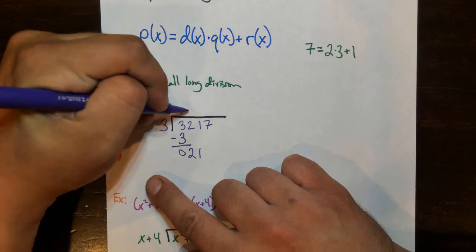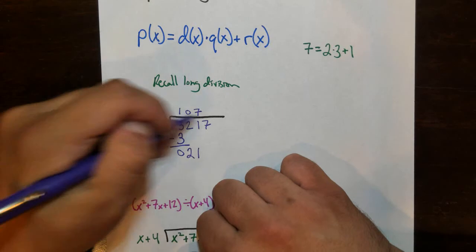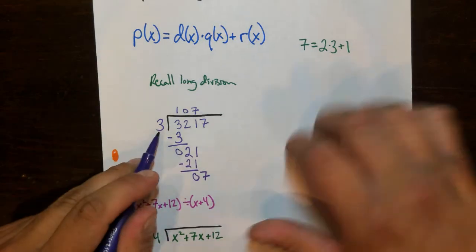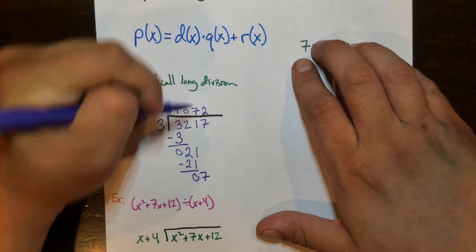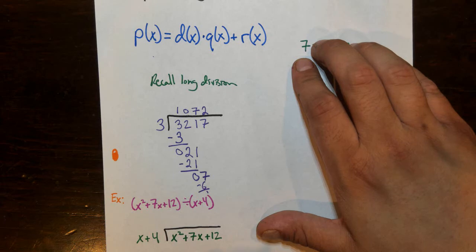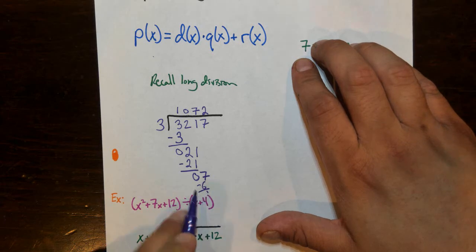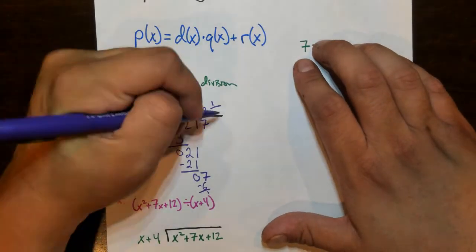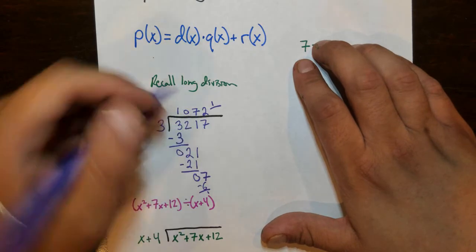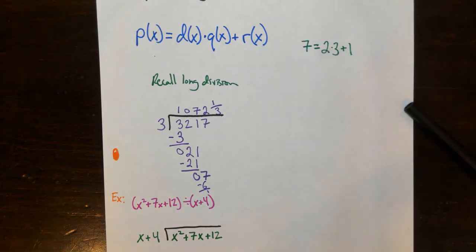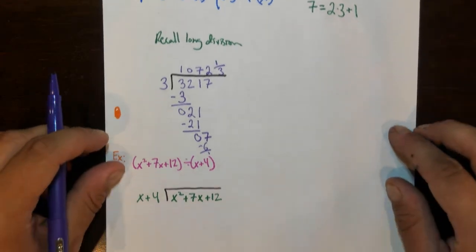3 goes into 21 7 times. And you multiply, 3 times 7 is 21. Subtract, 0, 7. 3 goes into it twice. And 3 times 2 is 6. We have 1 down there, and the remainder is 1. But I'm not sure if you remember, whatever the remainder is, we put over what we're dividing by. So this is really 1,072 and 1/3, because we divided by 3 and 1 was our remainder. So now that we kind of refreshed our memory on that, let's do some examples of polynomial long division.